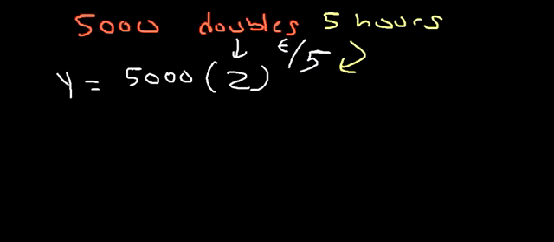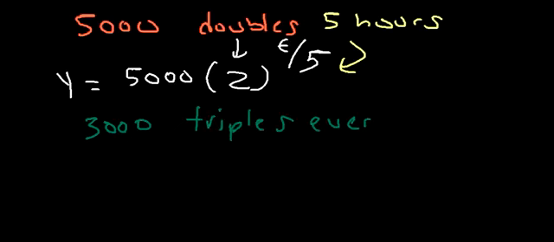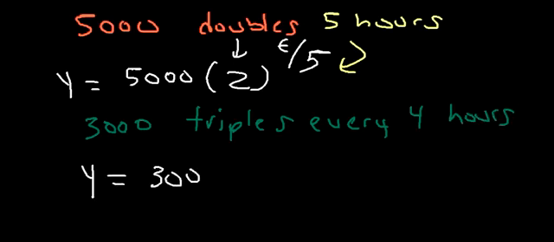So here's another example. Let's say the initial population is 3,000, but it triples every 4 hours. How would you write the equation? It's y is equal to 3,000 times 3, because it triples, but it does so every 4 hours. So if I plug in 4 for t, it's going to be 3 to the first power, and then it's going to triple by 3.